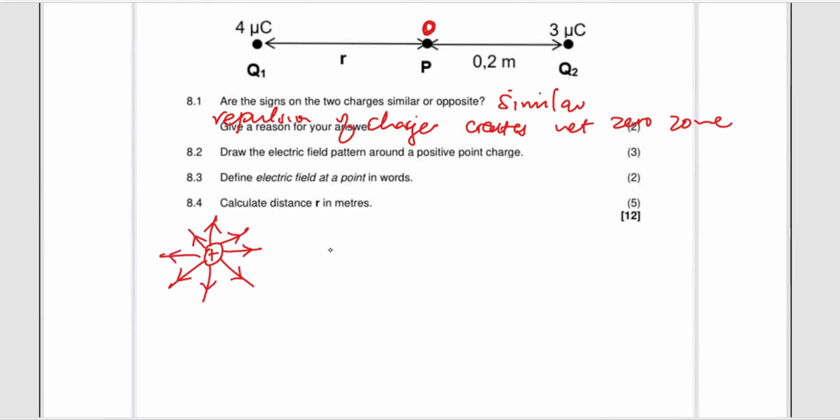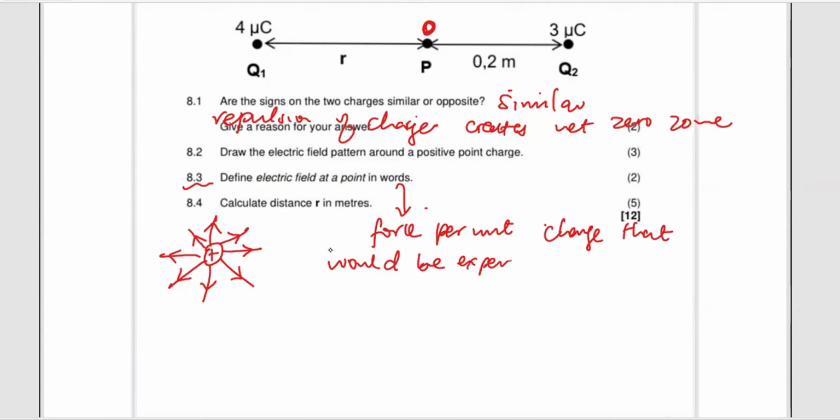That's all they need. And then 8.3, can we define what an electric field at a point is in words? So this is the force per unit charge that would be experienced. It is the force per unit charge that will be experienced by a test charge, or a positive test charge, at that point.